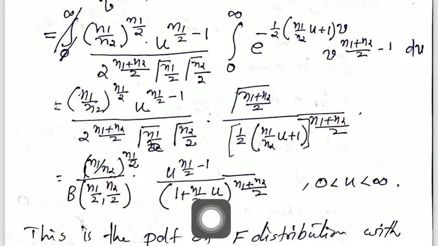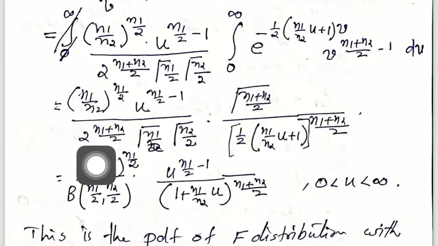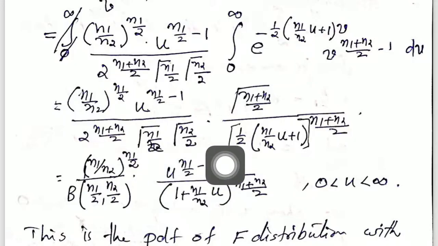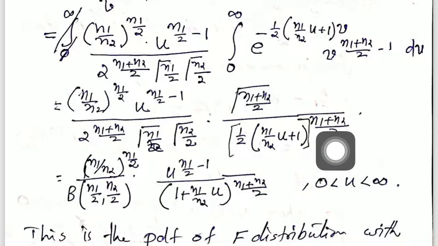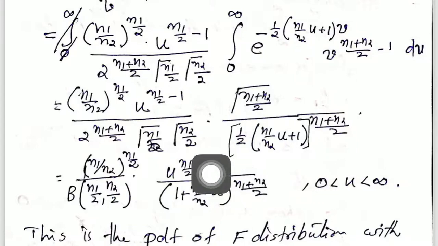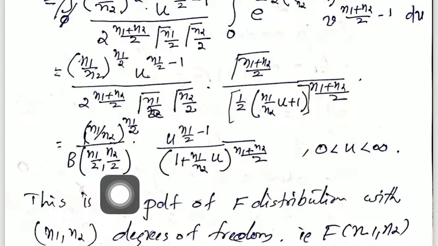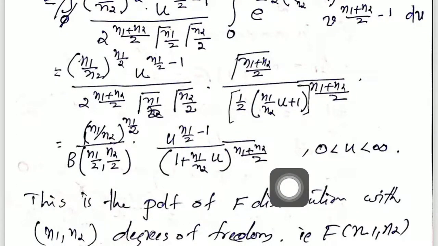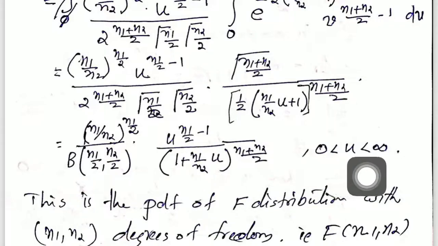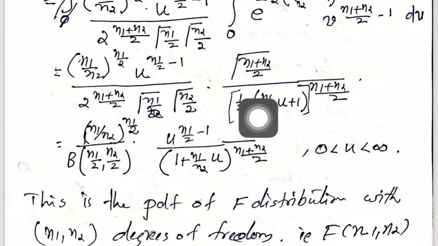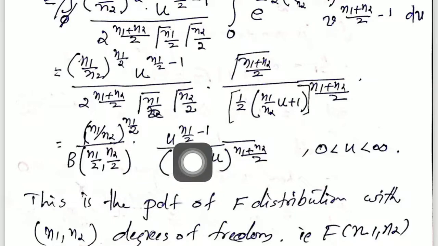Okay, and this 2 to the power of (n1 plus n2) by 2 will be cancelled with this 1 by 2 to the power of (n1 plus n2) by 2, because this 2 to the power of (n1 plus n2) by 2 will go to the numerator since it is in the denominator of the denominator. Okay, so you can write this expression plainly in this way, where u varies from 0 to infinity, and this is the PDF of u, and this is the PDF of an F distribution.